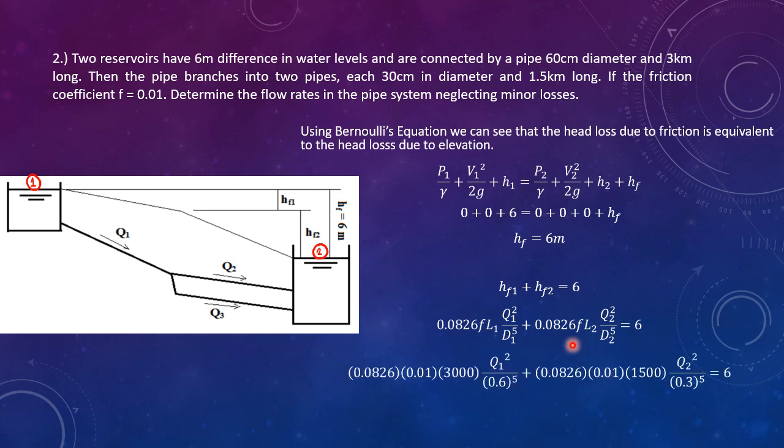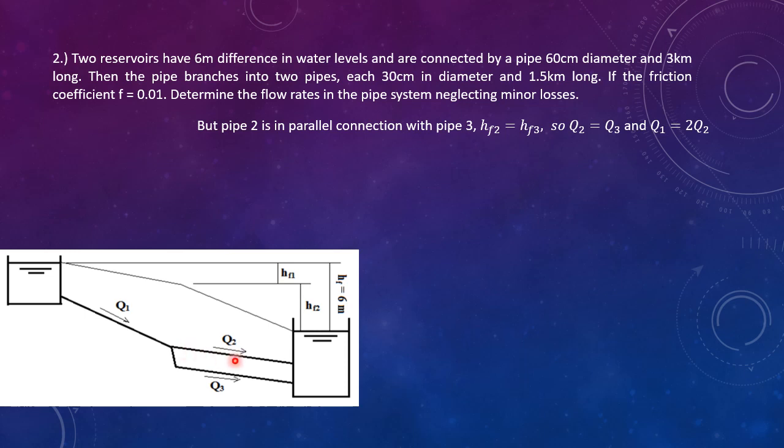Substituting the values further, based on the problem, F is equal to 0.01. L1 is 3,000 meters. D1 is 0.6 meter. Q1 is unknown. L2 is 1,500 meters. D2 is 0.3 meter. Q2 is unknown. Now, since pipe 1 branches into pipes 2 and 3, we can say that Q1 is equal to Q2 plus Q3.